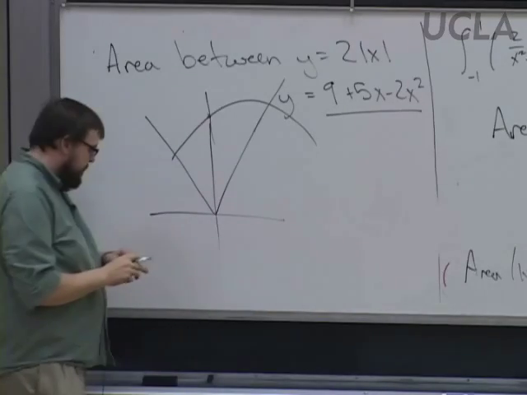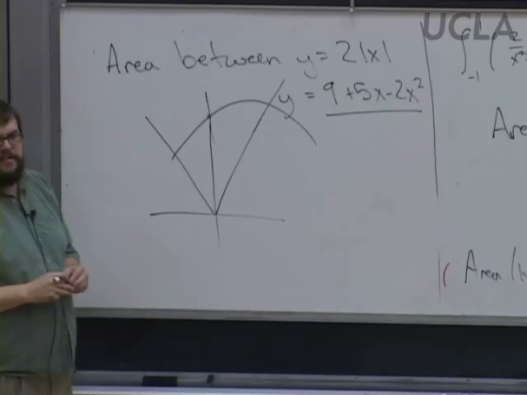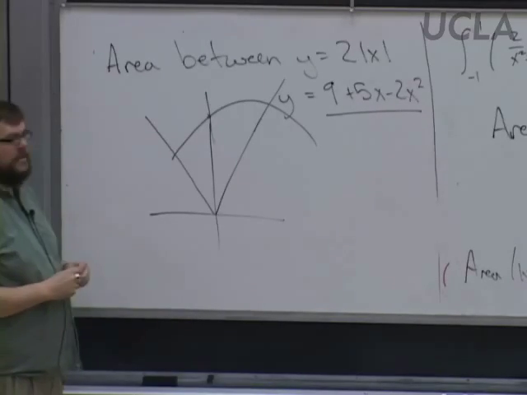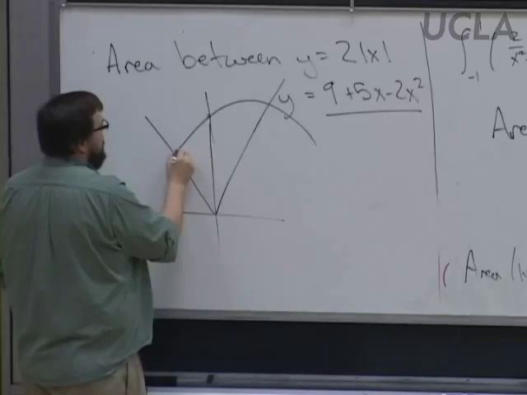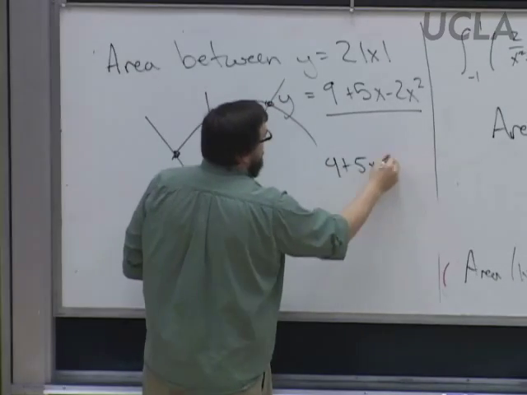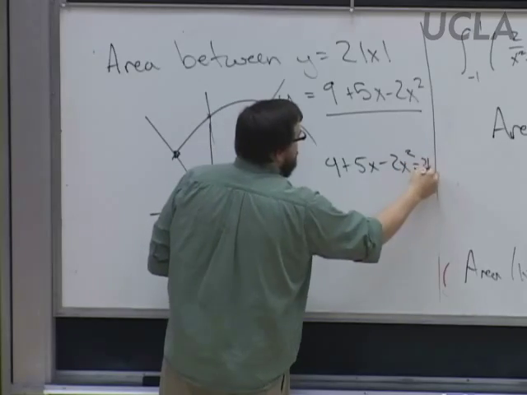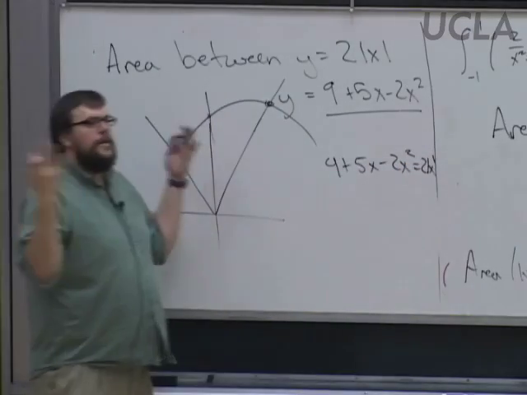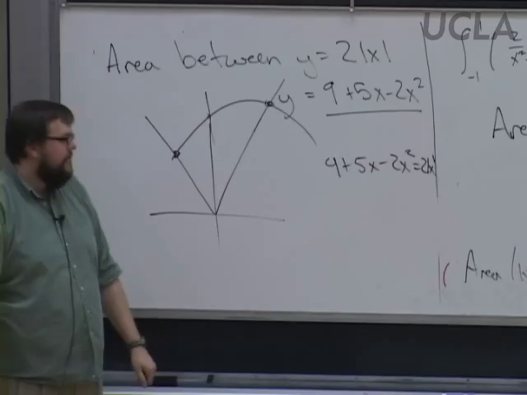So how would we go about solving this problem? Well, what's our first step? Yeah, we've got to find the bounds. So we're going to have to set 9 plus 5x minus 2x squared equal to 2 absolute value of x and solve. Now, how would we possibly solve this?